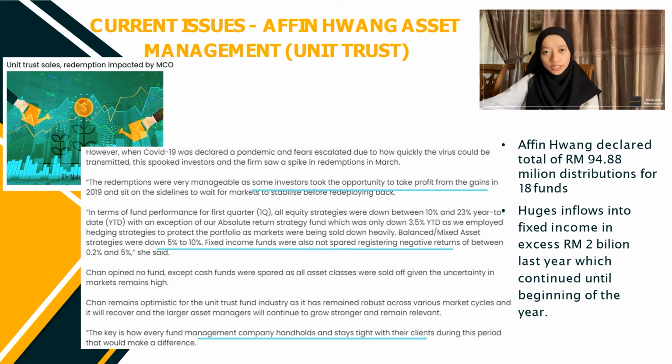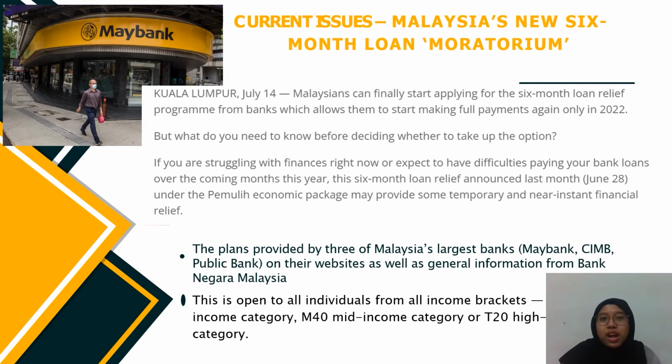Okay, moving on to a current issue for banking institutions, which is about Malaysia's new 6-month loan moratorium. What is a moratorium? A moratorium is the legal authorization for debtors to postpone payment of a loan. So, what is the issue about? Malaysians can finally apply for the 6-month loan relief program from commercial banks. If they are Malaysians who are struggling with their finances or expect to have difficulty paying their bank loans, this 6-month loan relief announced on 28 June under the Pemulih Economic Package may provide some temporary and near-instant financial relief.